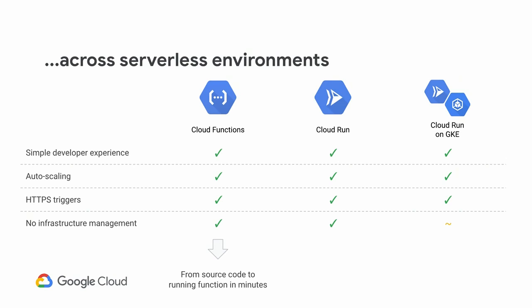Okay, so how do you think about these 3 different environments? First one, Cloud Functions: go from source code to a running function within minutes. What we just showed you is pretty simple. You write a couple lines, you issue a command, boom, you're good to go.